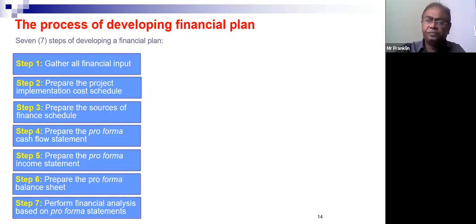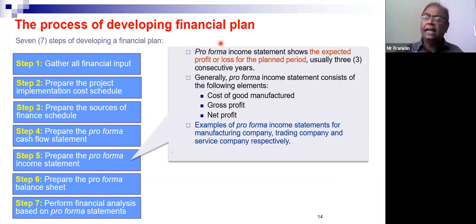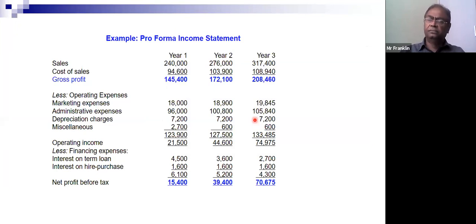What's the next statement? Is the income statement, right? Remember I told you the income statement is the profit and loss statement. Another name for income statement is profit and loss, okay? A pro forma income statement shows the expected profit or loss for the planned period, usually 3 consecutive years, okay? Now, generally it consists of cost of goods manufactured, gross profit and net profit, okay? So let's look at the income statement.